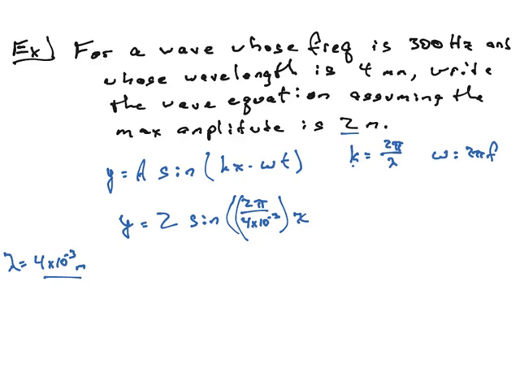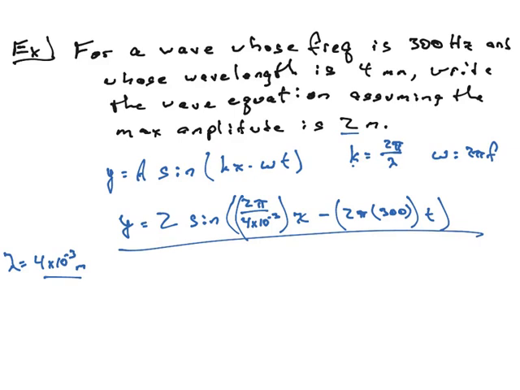That's fine. And then minus omega, well, omega is 2 pi times f. I don't know omega, but I do know f. Frequency, hertz, is f, and so it's 300. So omega is 2 pi times 300. So that's my omega times t. And there's my equation.